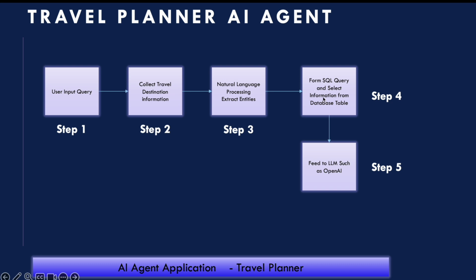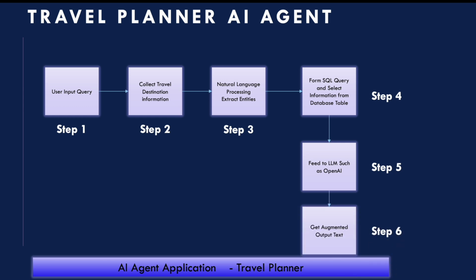Let's say my SQL query in step 4 returns 20 days. Now I will feed those 20 days to the LLM, and when I feed the data to the LLM, I will say that you are an expert in making tour itineraries in the United States of America. Based on the number of days I give, please plan my itinerary for the destinations that I would give. That is how it will give me augmented output and a complete itinerary. This is the travel planner.